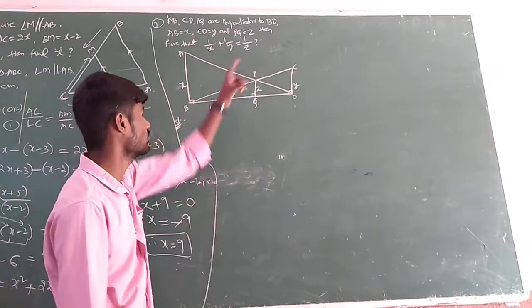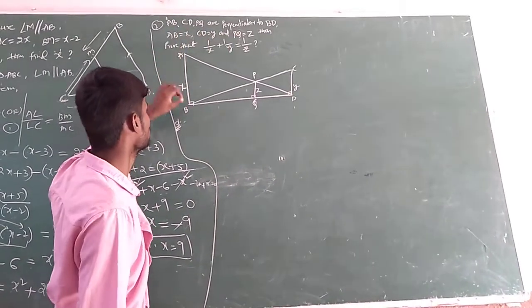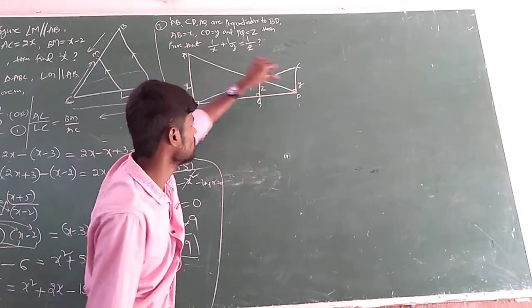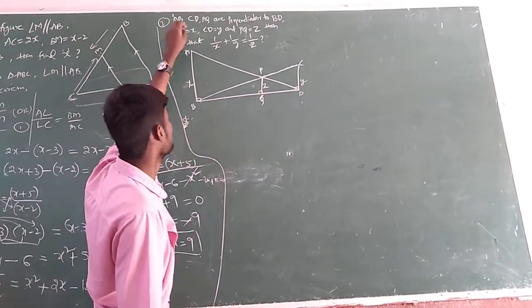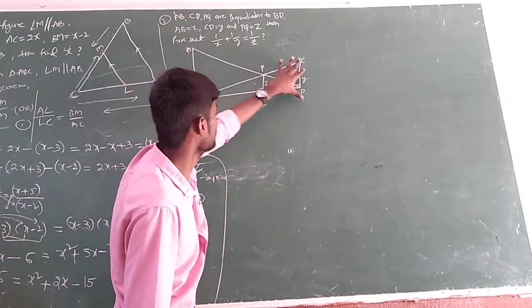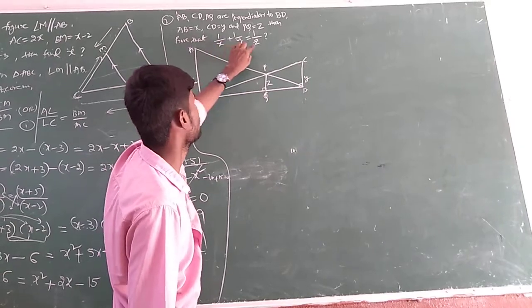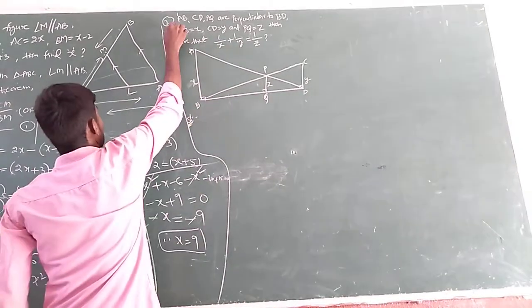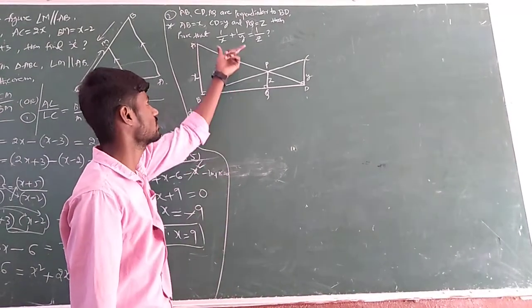See students, one more problem. AB, CD, PQ are perpendicular to BD. Means in this figure AB, CD, PQ are perpendicular to BD, the base. And AB is equal to X, CD equals Y, and PQ equals Z. Then prove that 1 by X plus 1 by Y equals 1 by Z. So this type of problem is very important in similar triangles. So let us solve this problem, means let us prove this.